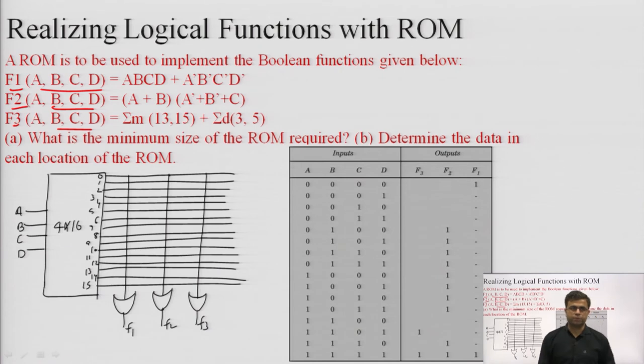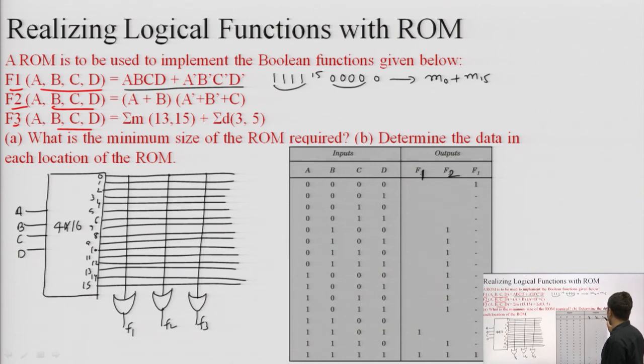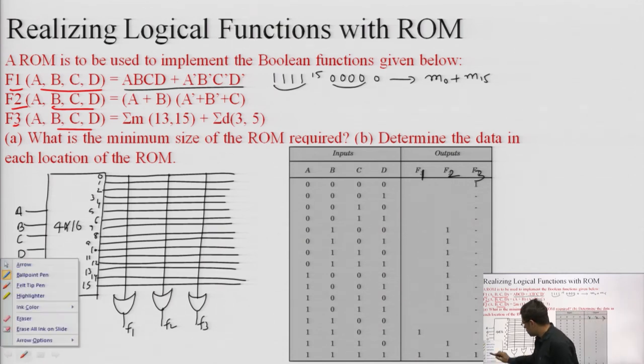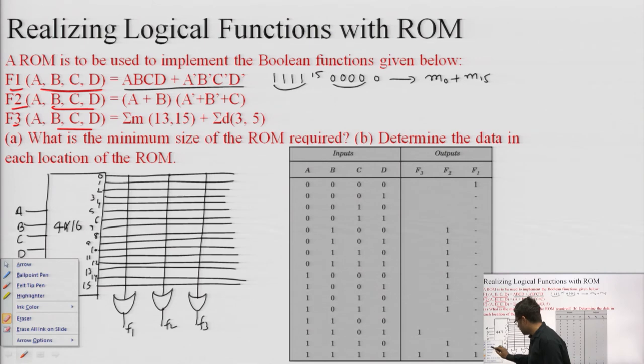So, this is the outer picture. Okay. So, from that outer picture, we can see that F1 will be giving me 2 minterms corresponding to A, B, C, D, that means 1, 1, 1, 1 and A bar, B bar, C bar, D bar, that means 0, 0, 0, 0. So, this becomes 0 and this becomes 15. So, ultimately it becomes M0 plus M15, which is also mentioned in this column. So, actually this is F1. I am using F1, this is F2 and this is F3. So, F1, F2, F3 are correctly marked. Okay.